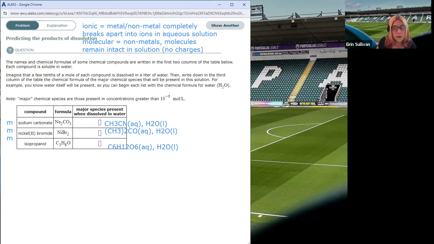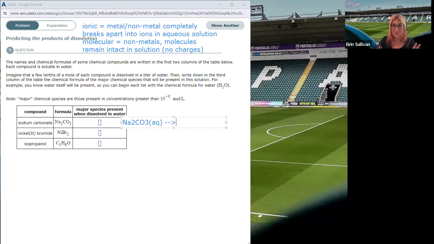So in this case, we've got two ionic compounds, which is sodium carbonate and nickel(II) bromide. So the sodium carbonate is going to break apart. If it helps, write an equation. That molecular species doesn't really exist. We discussed this when we were talking about balancing molecular equations for aqueous reactions. So it's going to break apart into the sodium cation, and for the stoichiometry, there's two of them, and then we have the carbonate ion, CO3 2−.